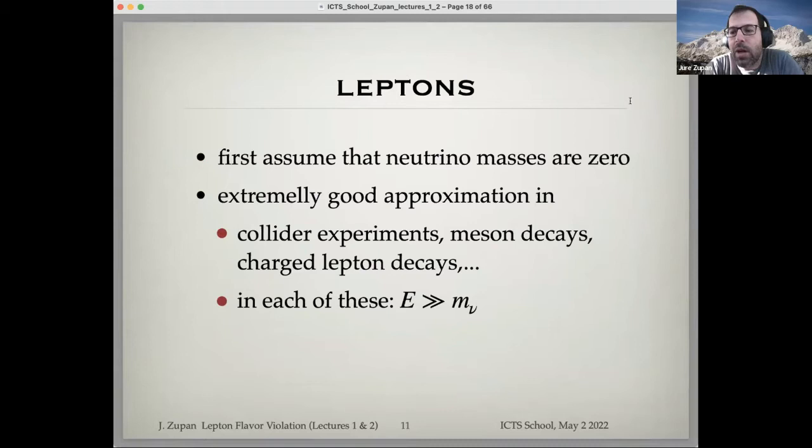So first, we'll just take the neutrino masses to 0 so that they're very small. So let's just keep them at 0. That's a very good approximation in many of the experiments. So if you have a collider experiment, meson decays, charged lepton decays, this will be a great approximation because in those processes, the energy release, the energy exchange is much, much bigger than the neutrino mass. So you will just be able to work with massless neutrinos.